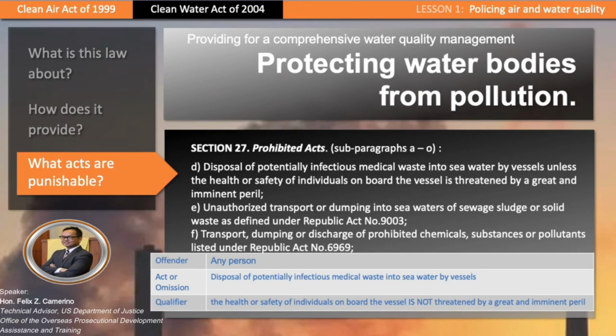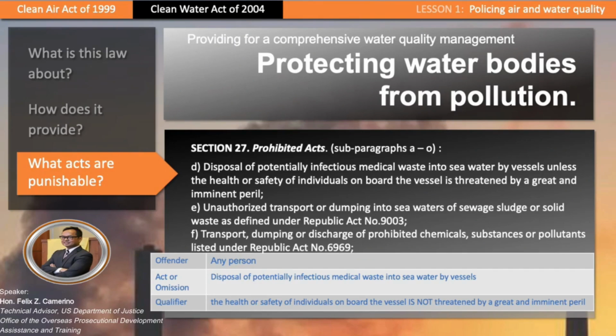Okay, in other words, like I said, general rule, it's unlawful, and it becomes not unlawful. It becomes lawful, in other words, when there are individuals on board whose health and safety are threatened by a great and imminent peril. Okay, so I hope that makes sense. Medyo confusing siya, but just read it slowly and carefully, and it will make sense. But just think in those terms. It's presented as a general rule. It's unlawful unless, parang ganyan.